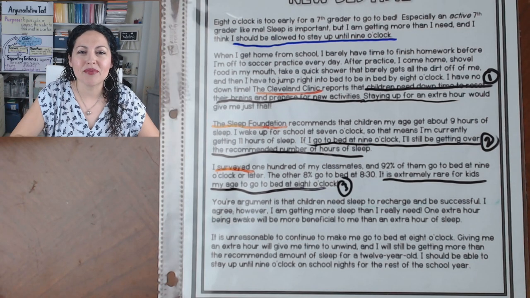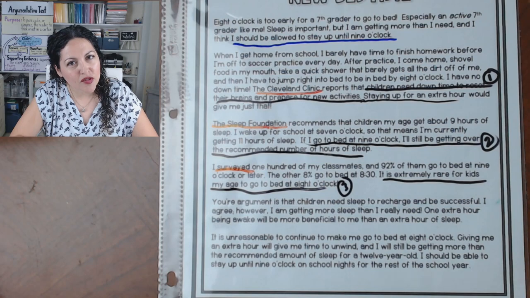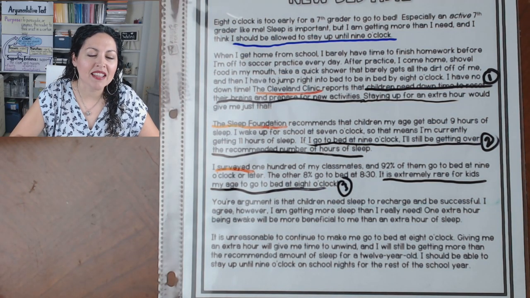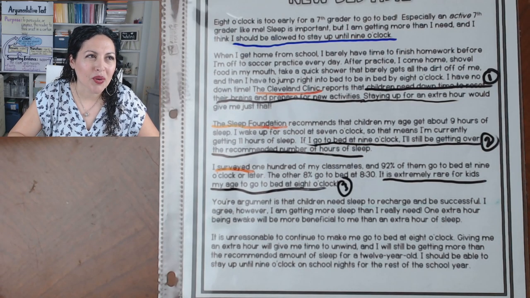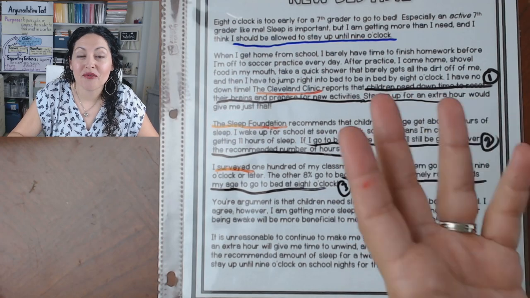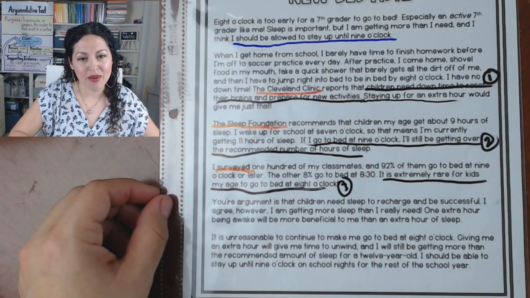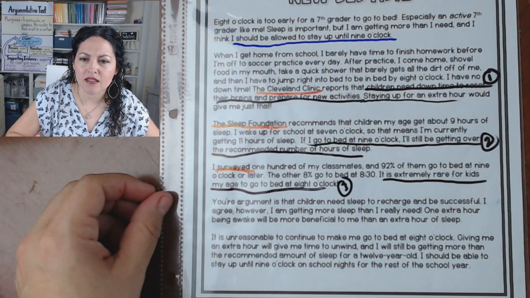Now, remember, as we read, there's usually some sort of a counterclaim, right? Counter meaning opposite or against. And so let's see if there's that. And then, of course, we want to find out who this piece is intended for. That would be our audience, right? So here we go.